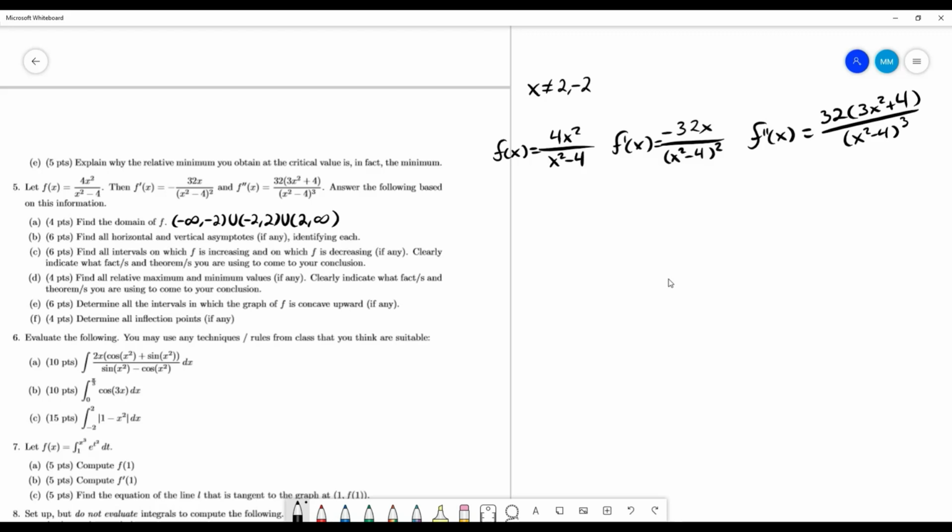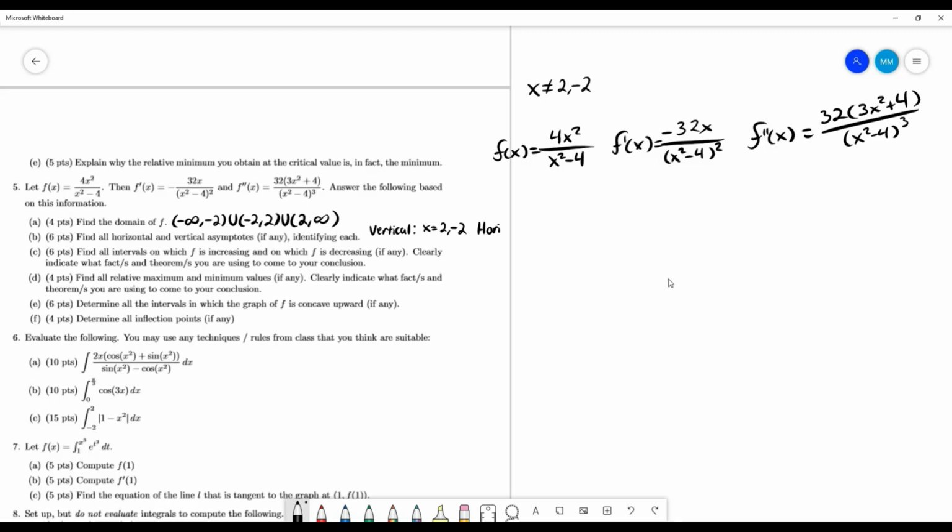So you always want to check if it's a hole, and it would be a hole if you can factor out that discontinuity from the numerator at all. We can't do that here, so it's safe to say that there are vertical asymptotes at both of these points. So our vertical asymptotes are at x equals 2 and negative 2.